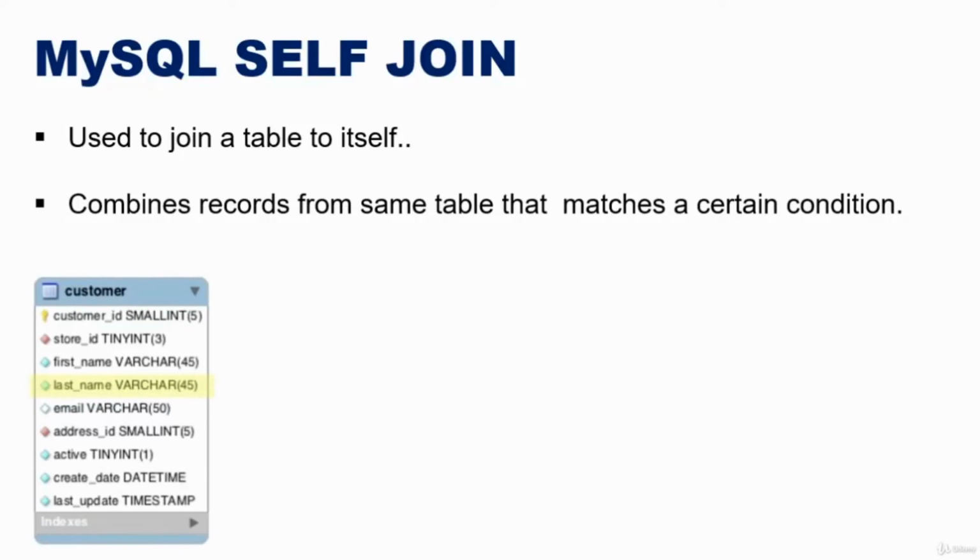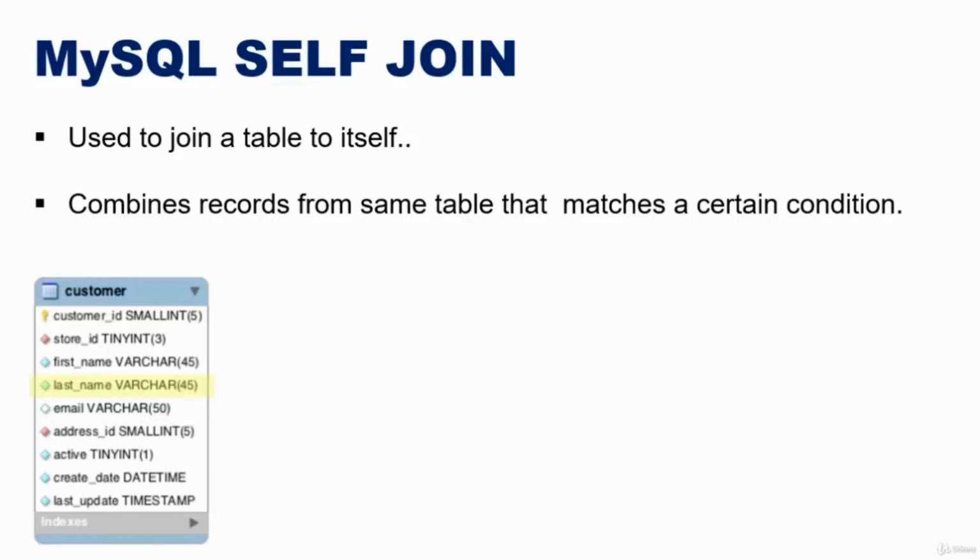So let's take a look at this illustration of this table called customer. For example, we can join data from this table to itself. So we can, for example, join the last name and the first name from the same table.